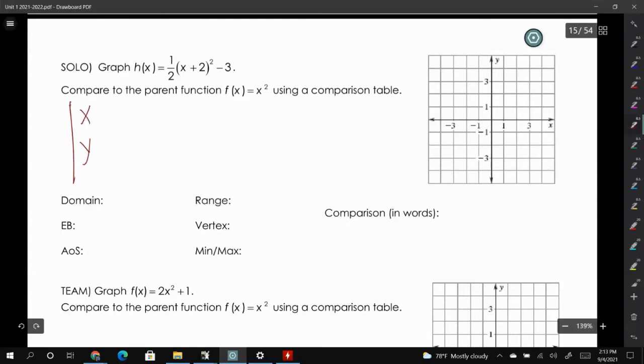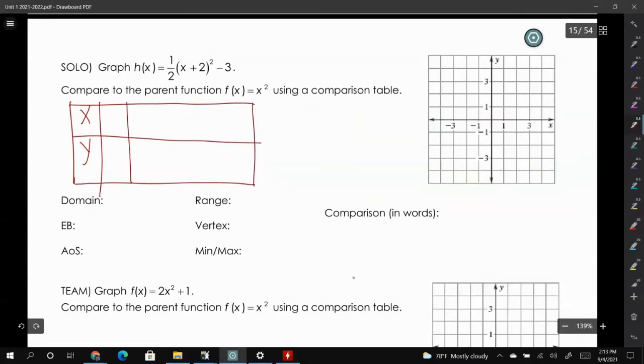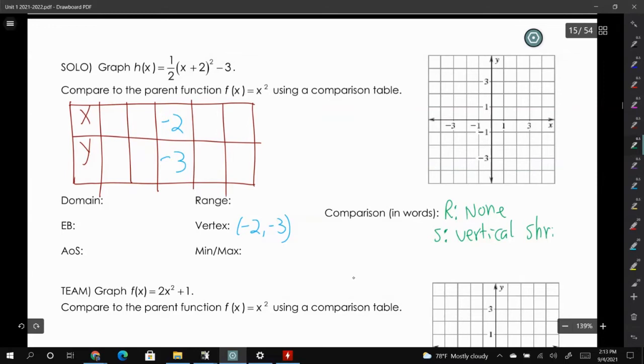So x, y. 1, 2, 3, 4. Our vertex in this problem is -2, -3. And our comparison, we have no reflection. Shrink or stretch, we have a vertical shrink. Translation, we are left 2 and down 3.